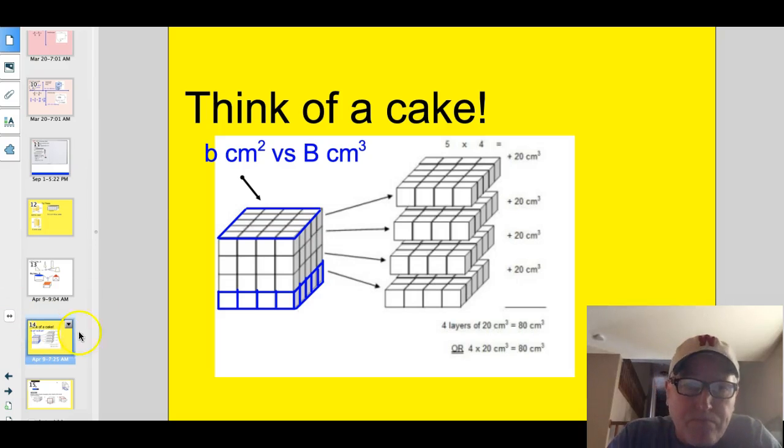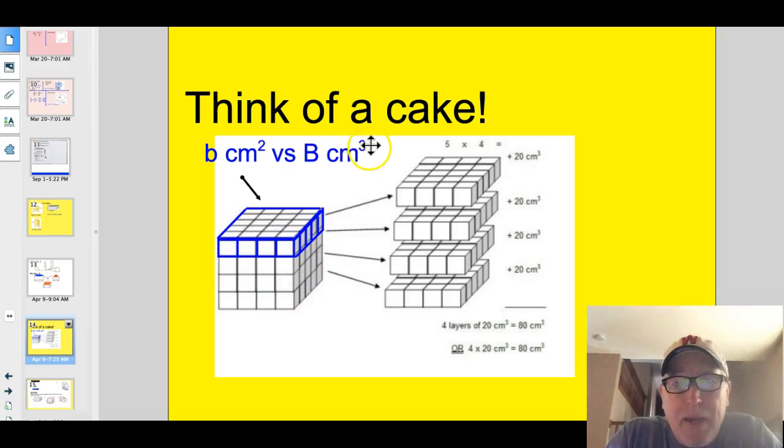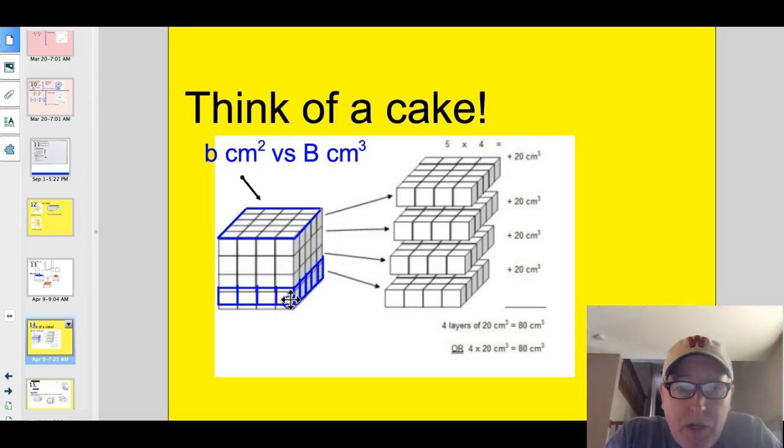So here's a base centimeters squared versus base centimeters cubed. So right here, I'm just going to take this guy off here. You can kind of see how this top one here would be centimeters squared. It's two-dimensional. If I grab this guy and I move it up here, all of a sudden it becomes base centimeters cubed because now we have that third dimension. Okay, it's 5 by 4 by 1. Here, it's just 5 times 4, two-dimensional.